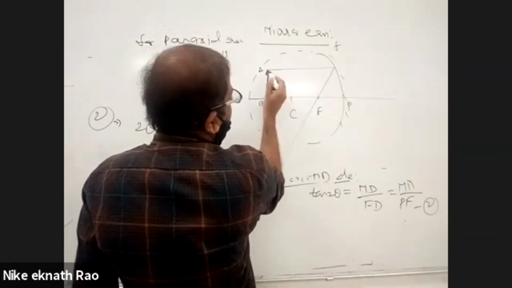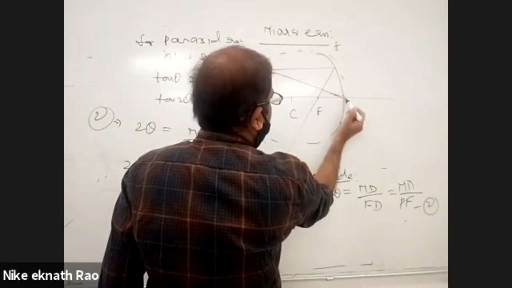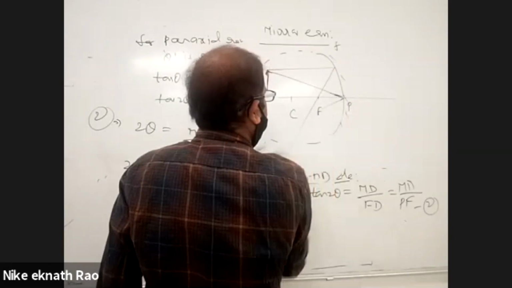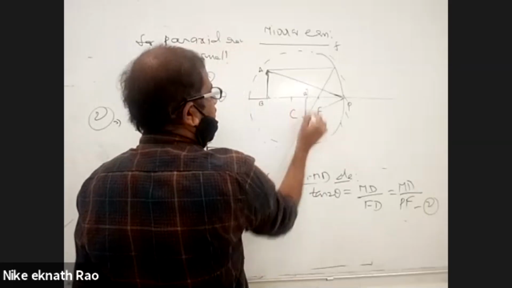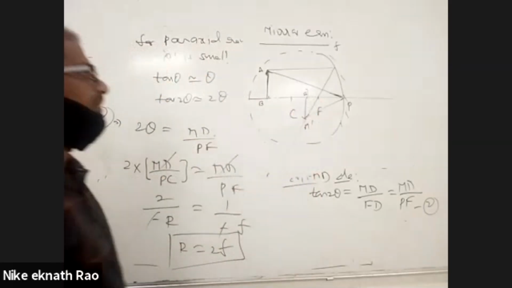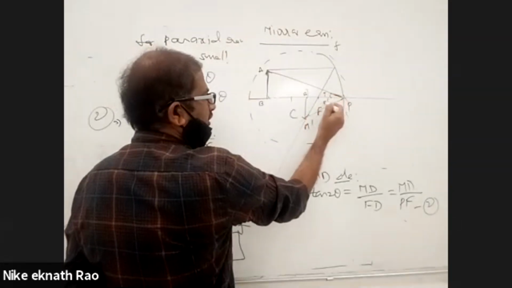Take a ray, extending it to the pole. It bounces back at the same angle. The image will be between C and F. This is B dash. Say the angle of incidence is I, and the angle of reflection is equal to I.